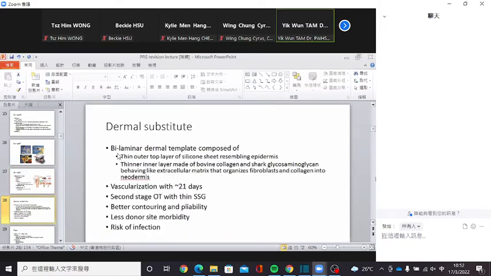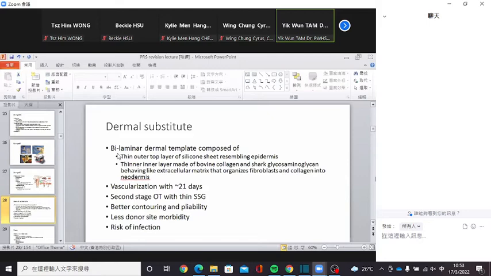So dermal substitute. The dermal substitute is something artificially made to replace the dermis. So it's a bilaminar dermal template composed of a thin outer top layer of silicone sheet to resemble the epidermis, and a thicker inner layer of bovine collagen and shark glycosaminoglycan, behaving like the extracellular matrix that helps to organize the fibroblasts and collagen to form a new dermis. And the time for it to revascularize is around 3 weeks. So it's a stage operation coupled with a thin SSG.